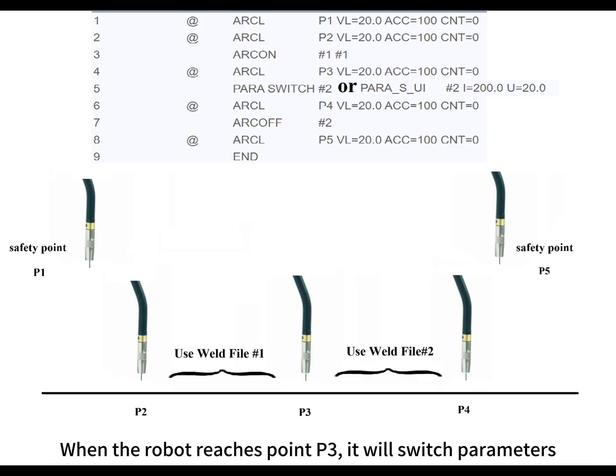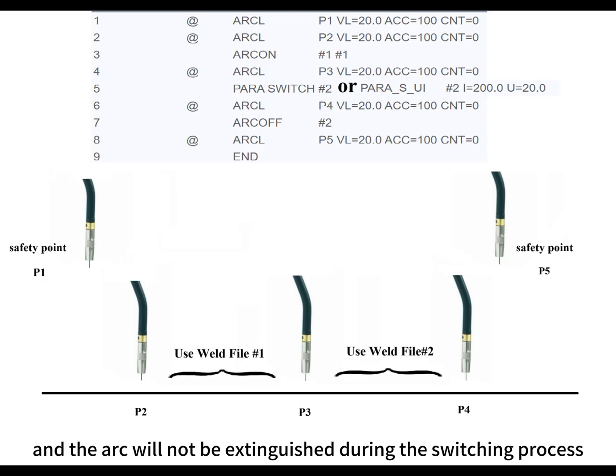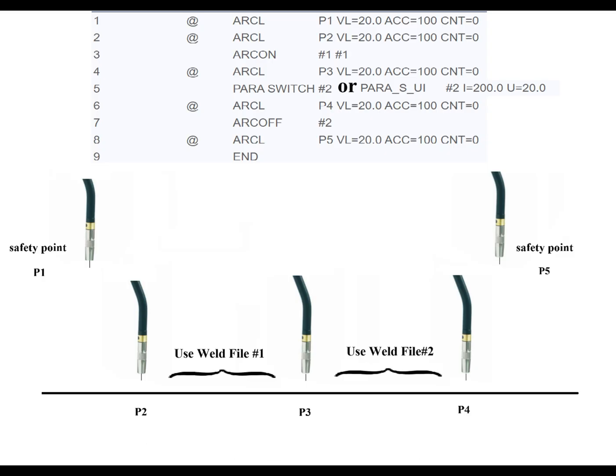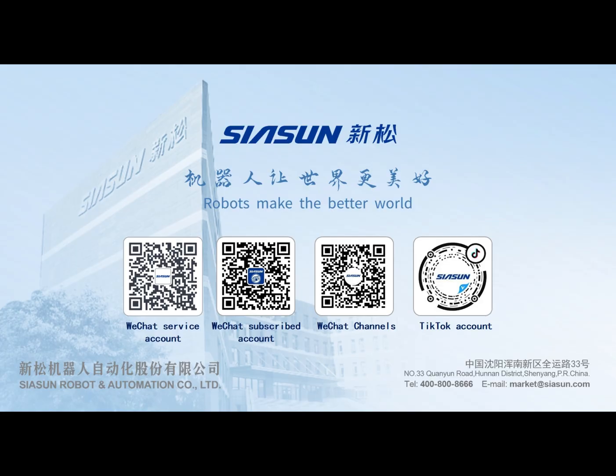When the robot reaches point P3, it will switch parameters, and the arc will not be extinguished during the switching process. The introduction of welding parameters and instructions is completed. Thank you all.